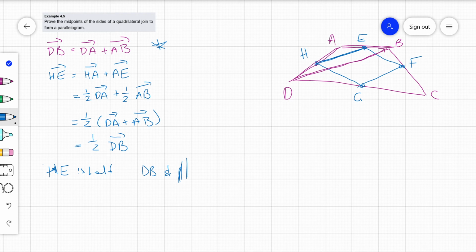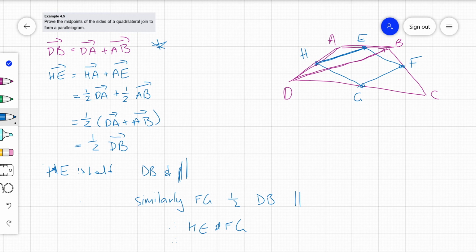Sorry, you can't read that. Now we don't have to do FG because it's going to be exactly the same. So you can say similarly, FG is going to be half the length of DB and parallel as well. So therefore, HE and FG are both equal and parallel.